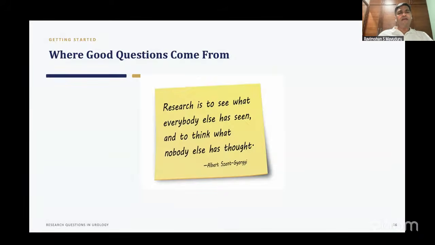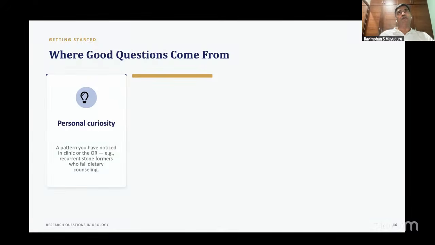Now, let us see, where does a good question come from? Research is to see what everybody else has seen, but to think what nobody else has thought. Apparently everything is there in this world, but unless you are able to think differently, you will not be able to come out with a right question. So, very essential, dear residents, you must have personal curiosity. That is something which is going to ignite it. A good research question can be generated only by a very strong personal curiosity, of why things happen the way they do, why we do something the way we do.